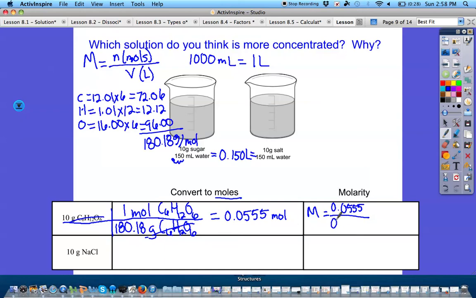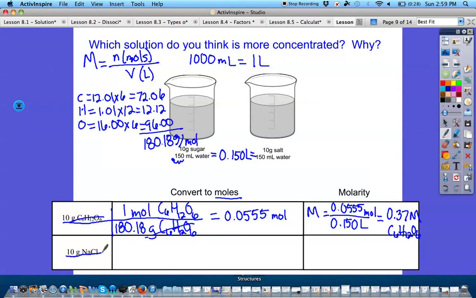So we're going to plug that in here, 0.150 liters. This is my moles on top. 0.0555 divided by 0.150 should give us a molarity of 0.37 molar C6H12O6. Now we're going to do the same thing for our sodium chloride solution.